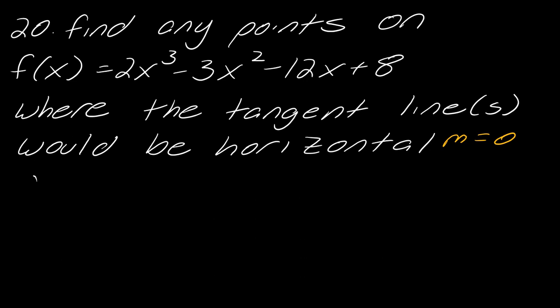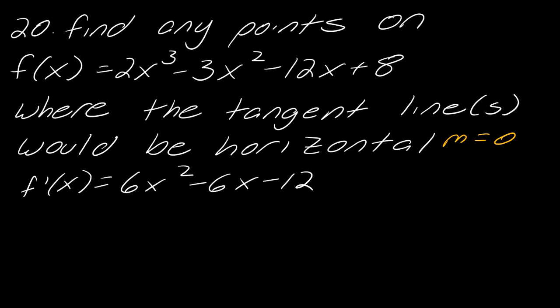Okay, so first things first, we know we need to take a derivative. And so this is going to be 6x squared minus 6x minus 12. So if I want to know where the tangent lines are horizontal, then I really need to set this, which represents a slope of a tangent line, equal to 0. So this will be 6x squared minus 6x minus 12. I'll set that equal to 0.